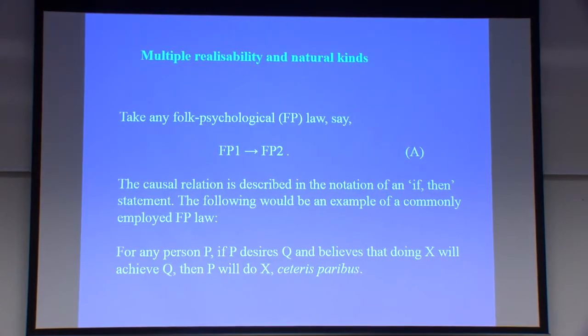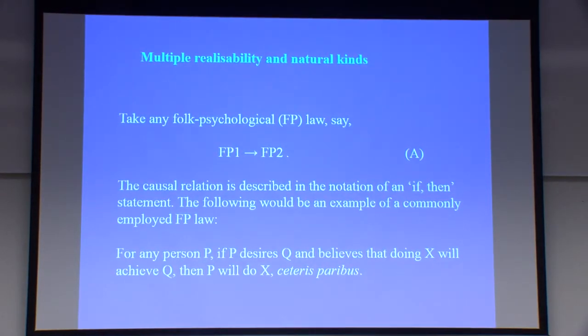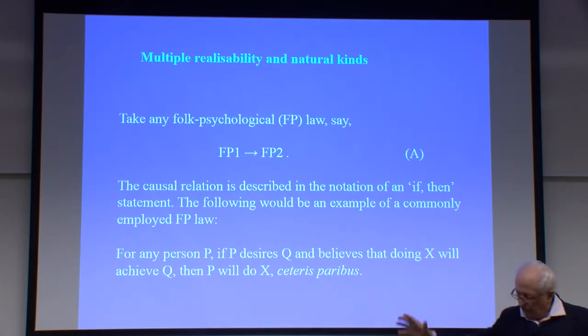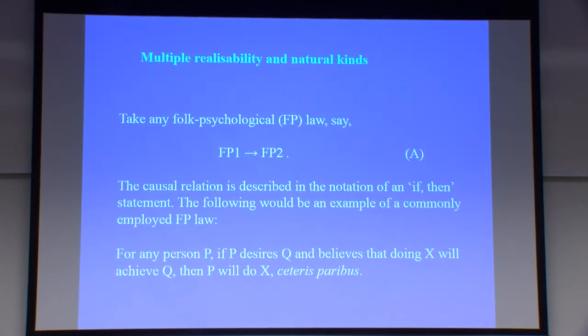Now, an example of how this works. Take any folk psychological state law, say if folk psychology 1 gives you folk psychology 2. The causal relation is described by an if-then statement. The following would be an example of a commonly employed folk psychology law. For any person P, if P desires Q and believes that doing X will achieve Q, then P will do X, ceteris paribus. So that's a kind of folk psychology law. It's a higher level law at the level of thoughts in the brain. You've got a goal and you think that if you do X, you'll get your goal, then you'll do X. That's a folk psychology law.